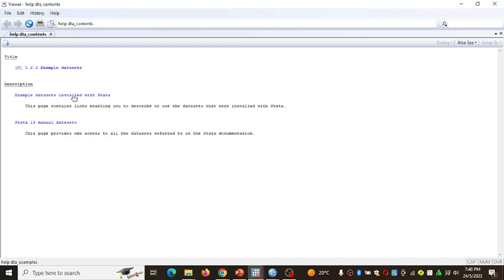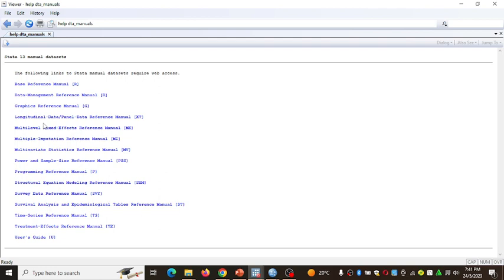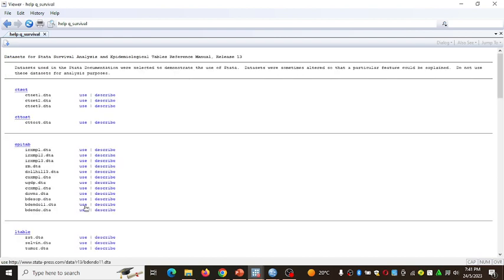Instead of using this one here, use the second one, STATA 13 manual datasets. The second part, I want you to click the second part. So usikliki ya kwanza, the one that we have been using. Click this one. So something pops out. I want you to click on survival analysis and epidemiology table reference manual, ST. So I want you to click on this one here. Then kuna data inakuja hapo.